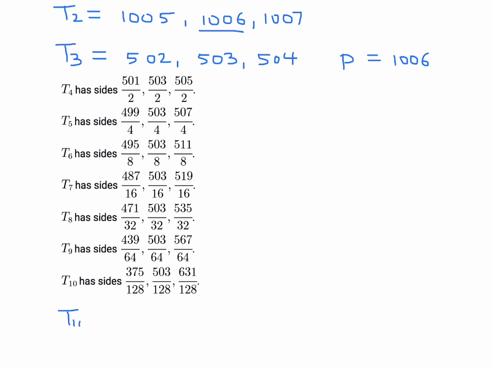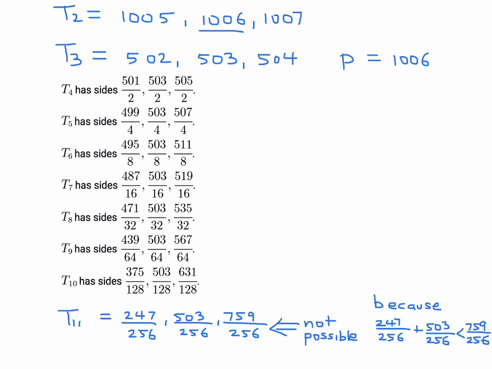And then when you get to T11 and you use these standard formulas with the right substitutions, you will get the following: 247 over 256, 503 over 256, and 759 over 256. And this is not possible because the triangle inequality does not hold. Two sides would have to add up to be greater than the third, and in this case it's less than. So T10 is the last triangle that actually works with the triangle inequality.